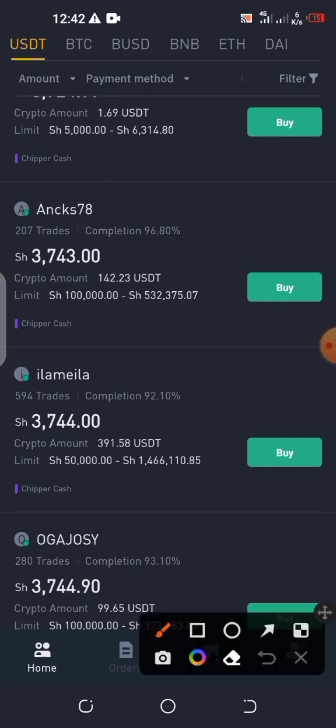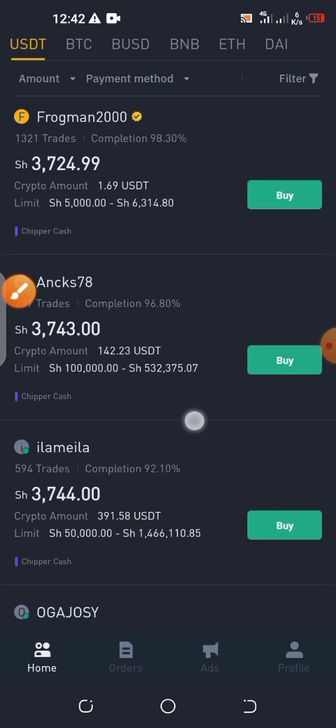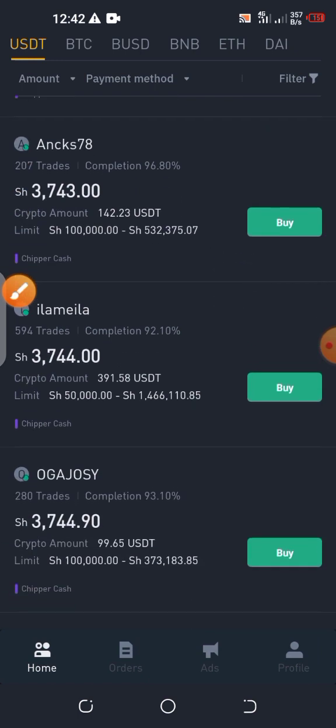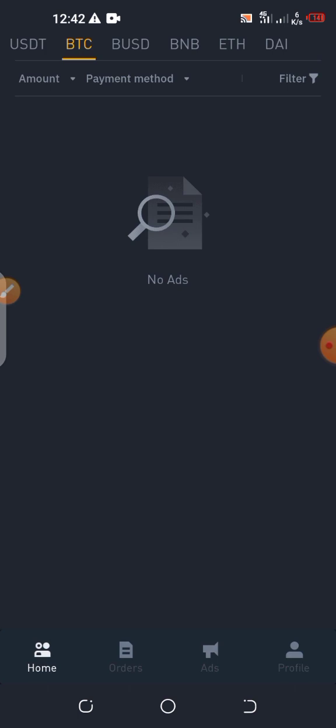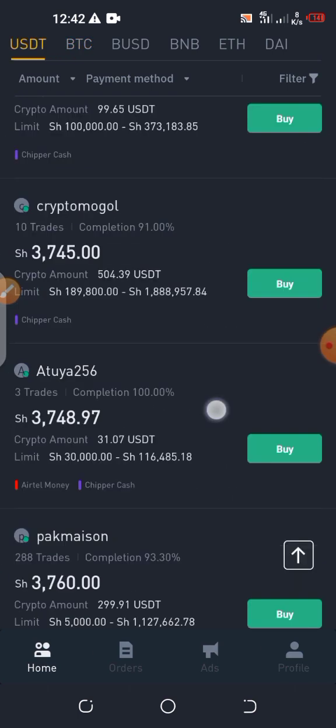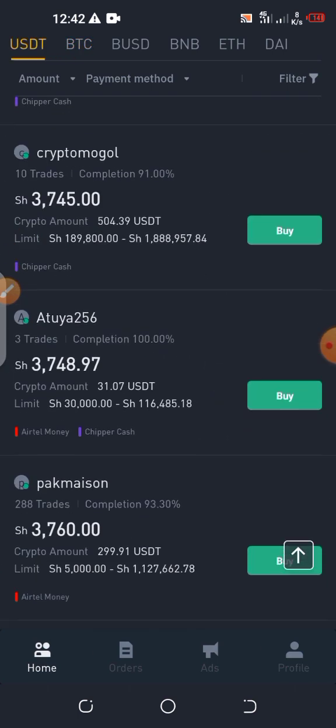As you can see, the completion rate is 96.80%. He has so far done 207 trades, and his price is kind of cheap. You can always look at that. You can see the rest of the traders. The completion rate is 91. This one has 100%, but only 3 trades.